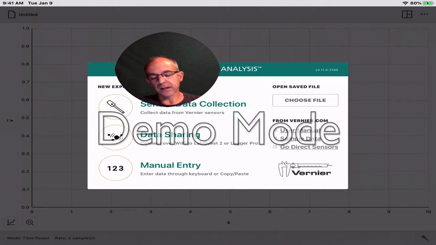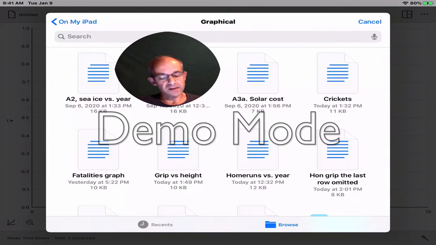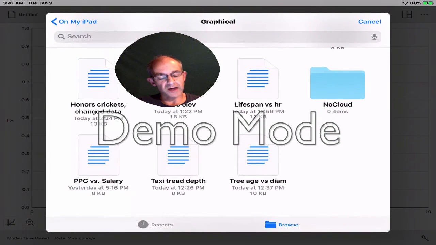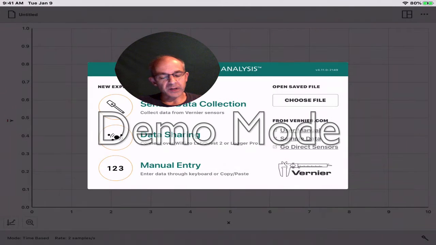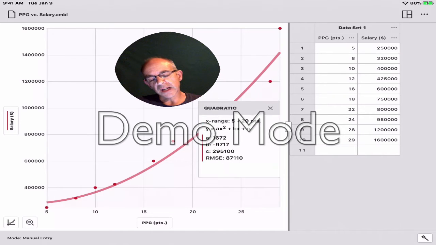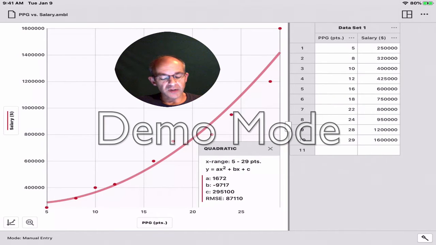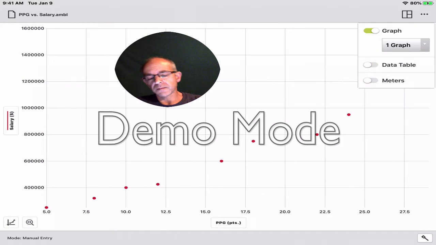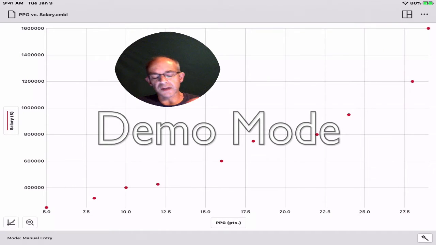on the iPad, and I'm going to look at a data set that we've already tried to work on in class, which is a basketball player's points per game on average versus their salary. So this is a data set that we had kicking around. And what I've already done is I've already fit it with a quadratic. But if we didn't know what kind of fit to put on this, this is the way the data lays out.